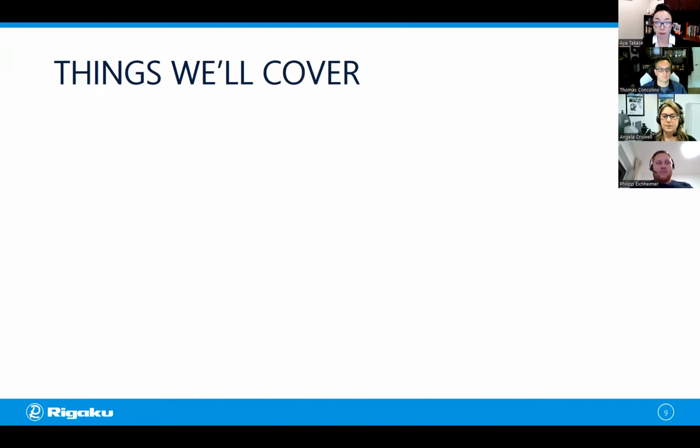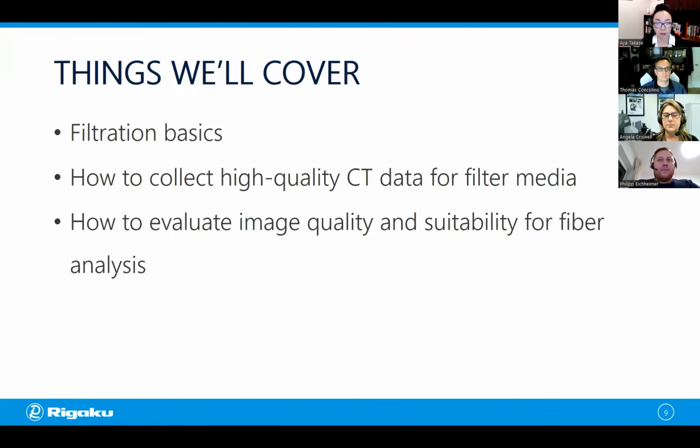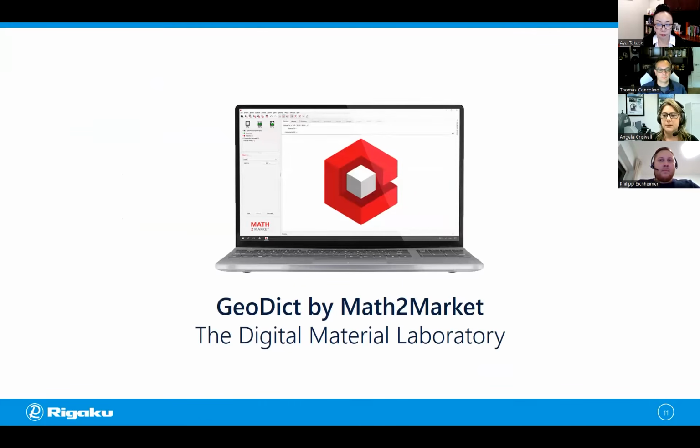In particular, this specific workshop is going to focus on, first, we'll introduce some basics of filtration, and we'll look at how to collect high quality CT data for filter media. And then we'll look at some tips to evaluate your image quality and suitability for further fiber analysis. We'll be using live in this workshop Rigaku's Nano 3DX system to collect that data. And you'll also see a little bit of the GeoDict software package near the end of this workshop. This package is from Math to Market, and for the rest of the series, we'll use it much more extensively.